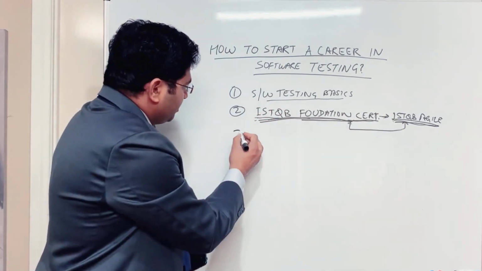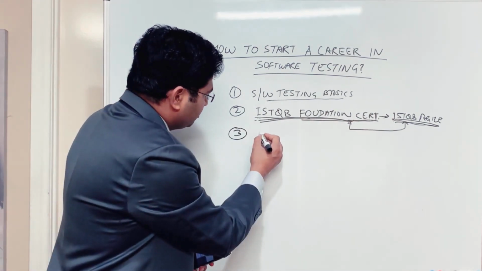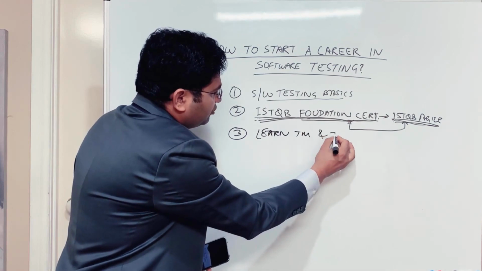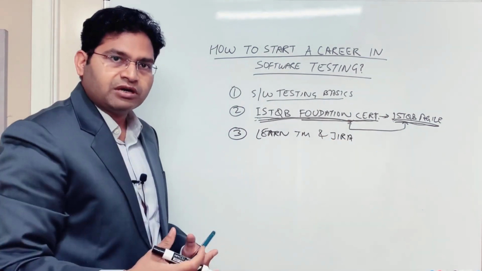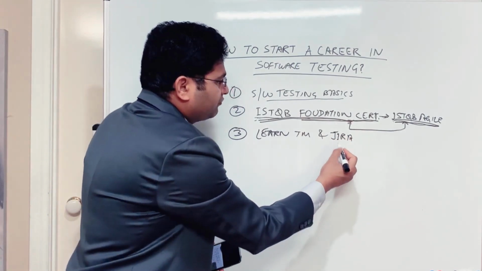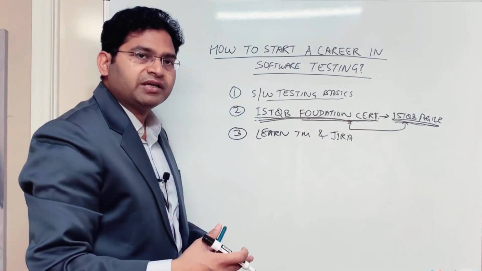Okay, the third important topic is about learning the test management. So learn some test management, okay, and JIRA. JIRA is an Agile project management tool. Now, because nowadays it's all Agile software development, so learn the basics of JIRA. And when I say basics of JIRA, I mean how you are going to use JIRA in the project.